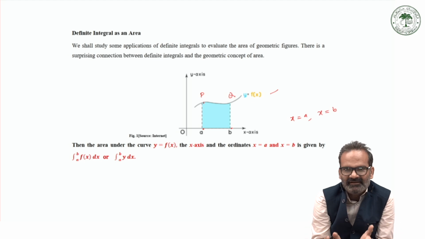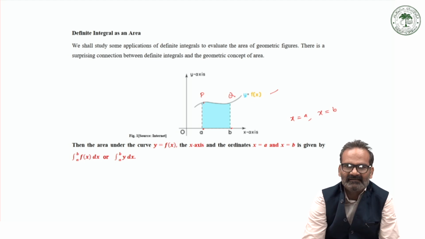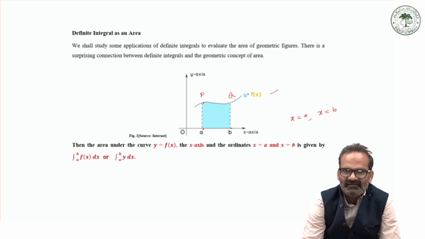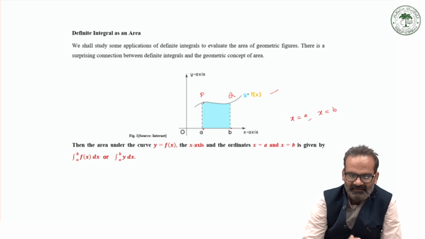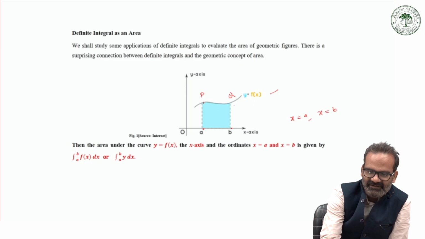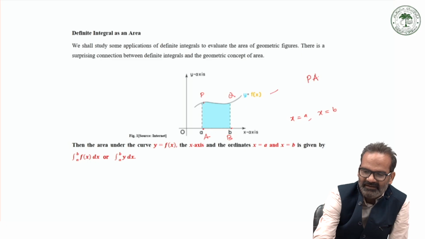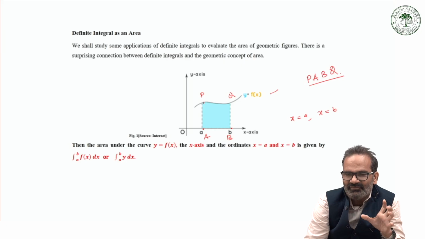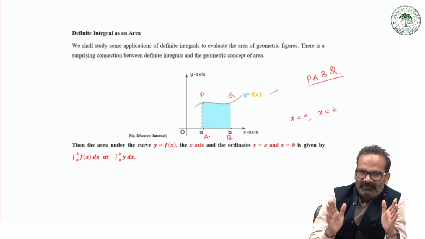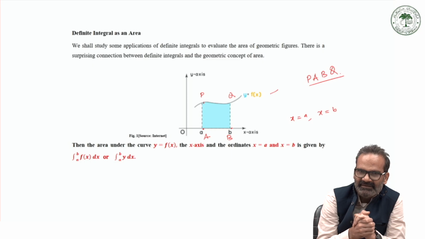Now we get a figure which is shaded by a color. We have to find the area of this shaded figure. The shaded figure is P, A, B and Q, and this is the figure whose area we want to calculate. Are you getting the point? We are interested in finding the area of the figure PABQ.